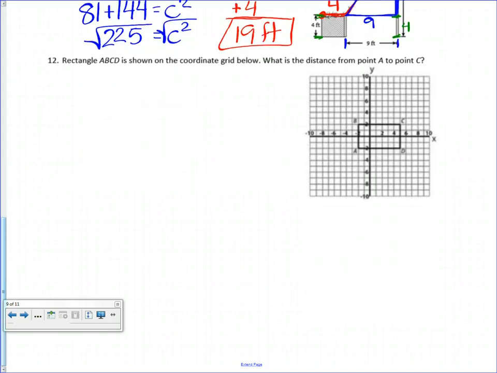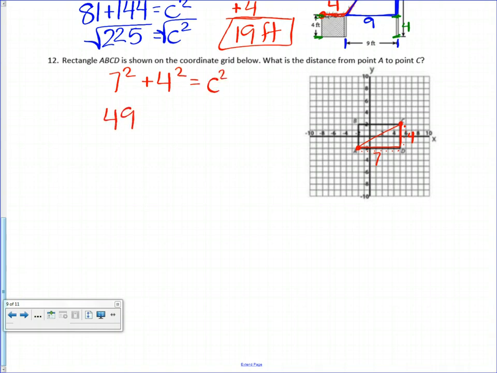Number 12. Rectangle ABCD is shown on the coordinate grid below. What is the distance from point A to C? So A is here, C is here. We're looking for that distance. So draw your right triangle. 1, 2, 3, 4, 5, 6, 7. And then 1, 2, 3, 4. So we're going to use 7 and 4 in the Pythagorean theorem.